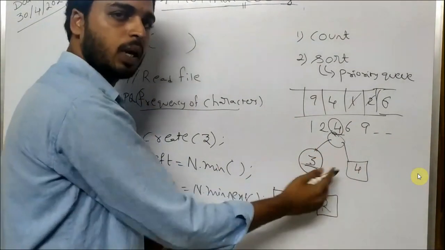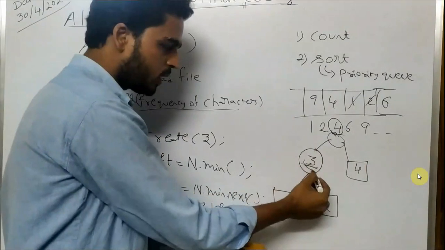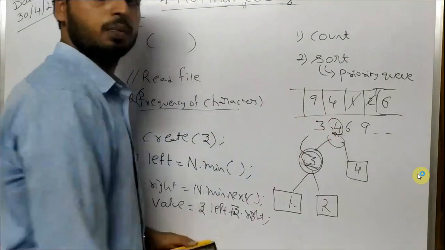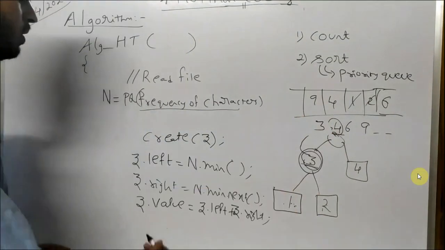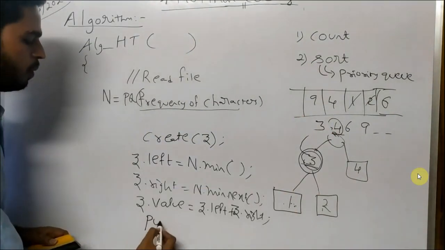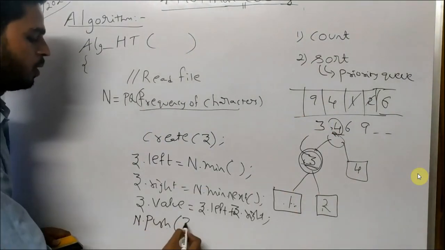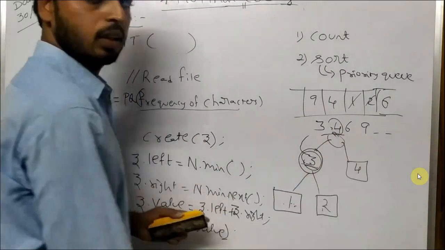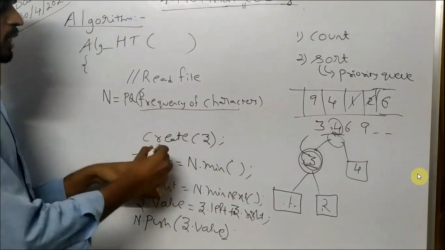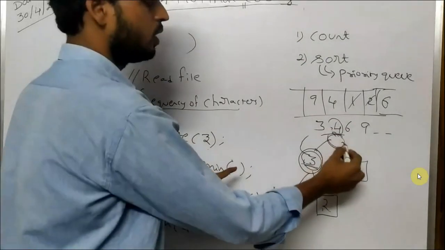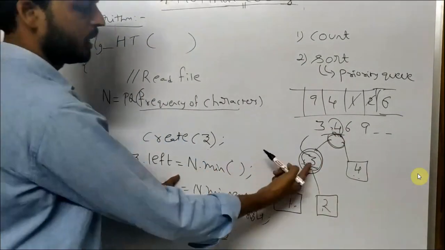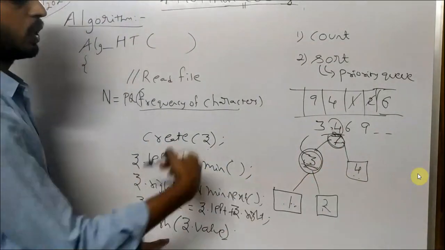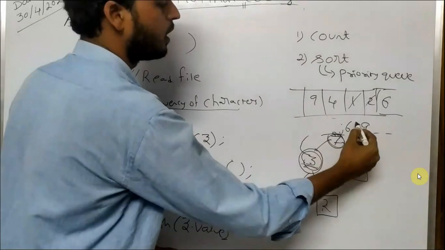See, this is for our understanding, but the system won't draw like this. So whatever result we are getting, you need to once again add to the Q. So now 3, I need to push this value back: n dot push of z dot value. So my 3 will be added. In the next step, we need to once again create a node z, and take the minimum value, that is 3, and the next minimum value is 4. I am going to sum all this, and push that value 7 once again.